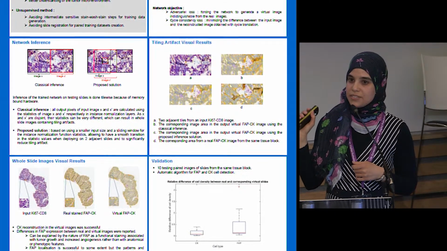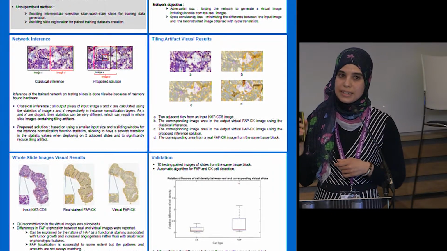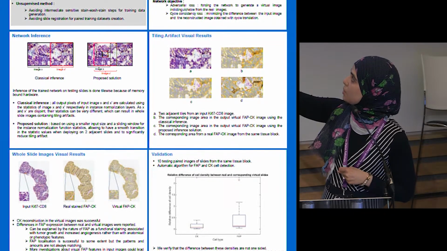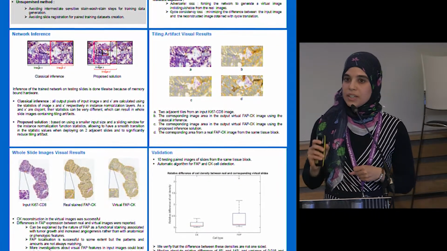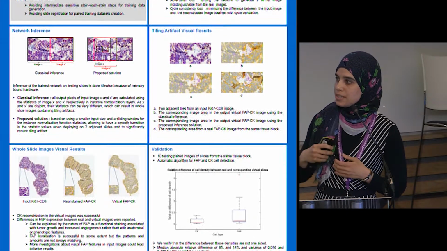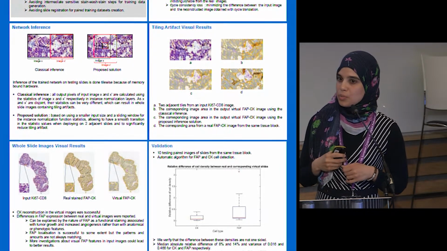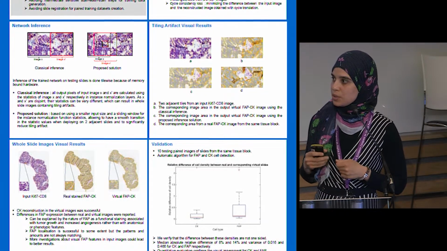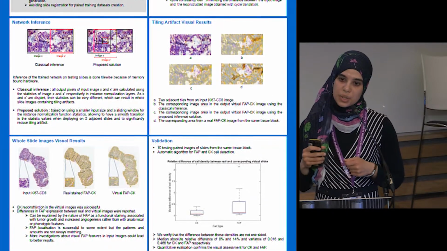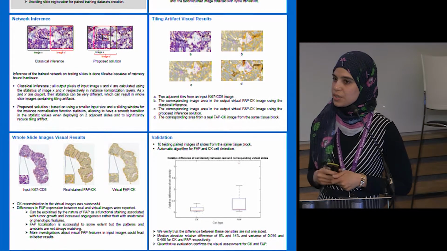Then for quantitative validation, we used an algorithm for CK and FAB cell detection. As we can see here in this figure, the difference between real and virtual was smaller for CK than for FAB, which also consolidates our visual remarks about these two stains. So we will investigate more this FAB reconstruction in order to hopefully improve it.